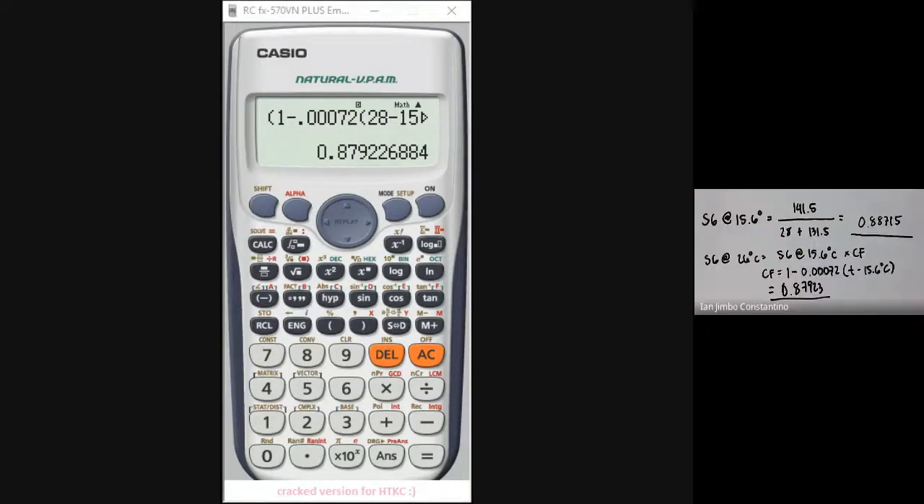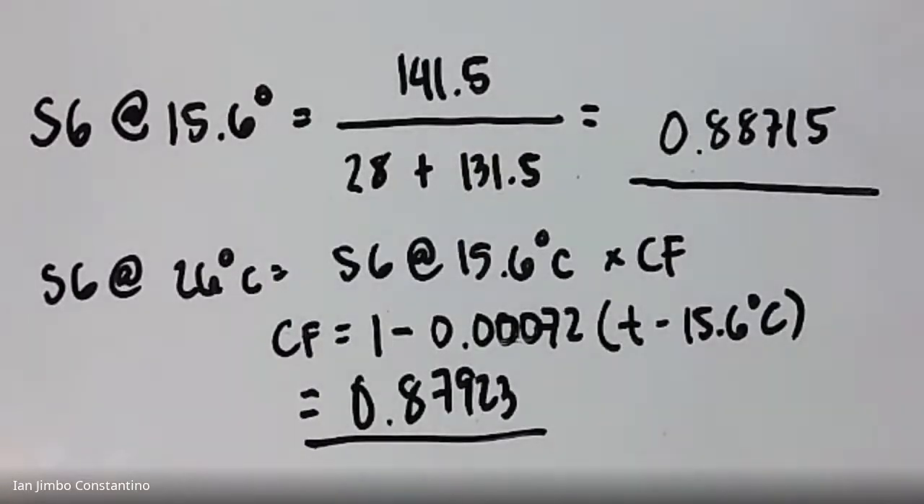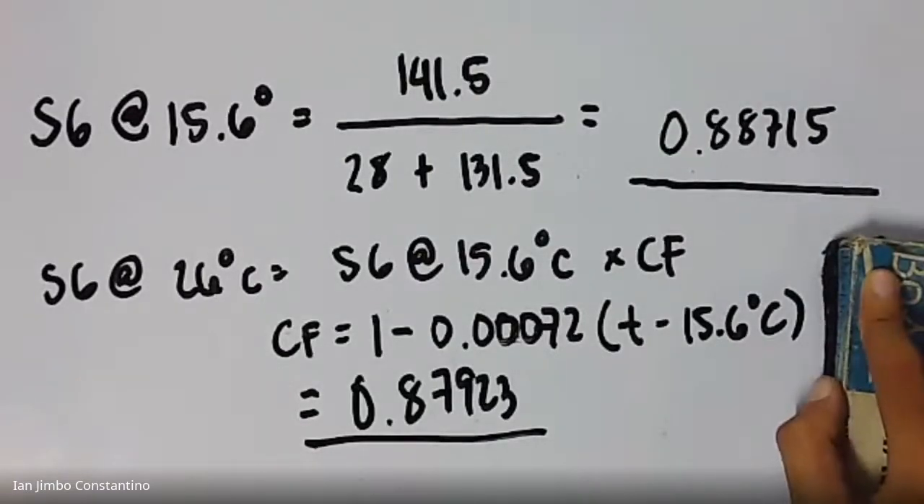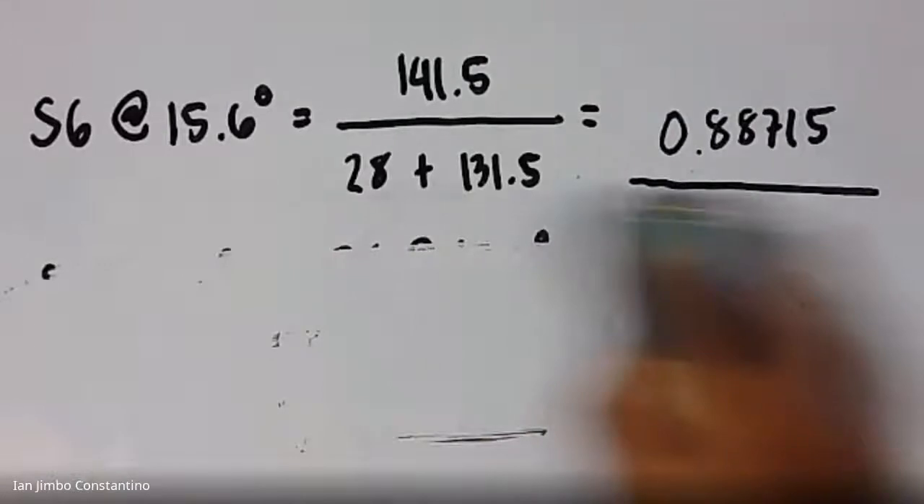Now we will solve for the mass flow of your fuel in a day. Now let's go back to your whiteboard. We solve the value for your SG and then the SG at your given temperature. Now we will set that aside.